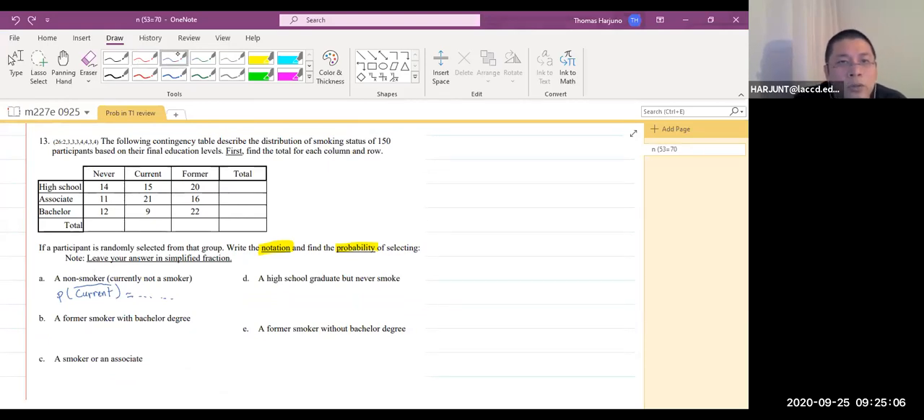The following contingency table describes the distribution of smoking status of 150 participants.